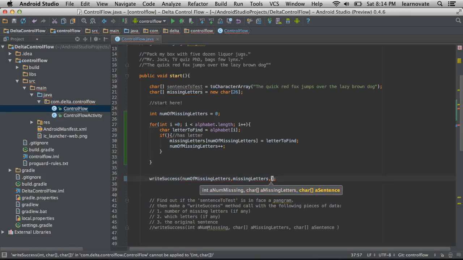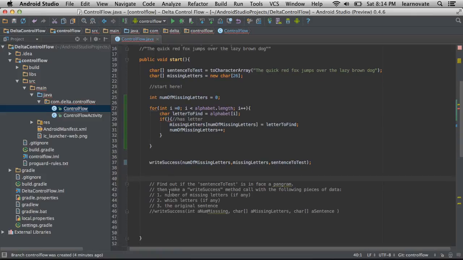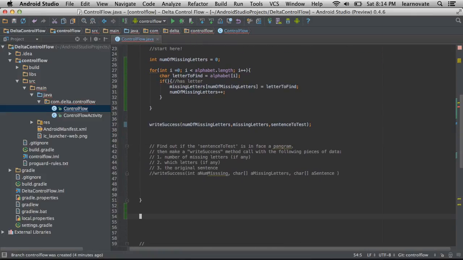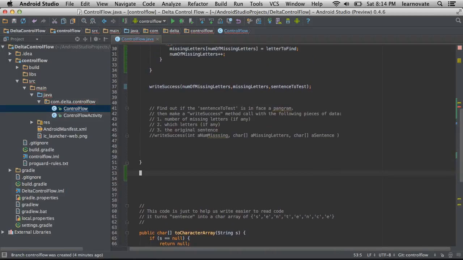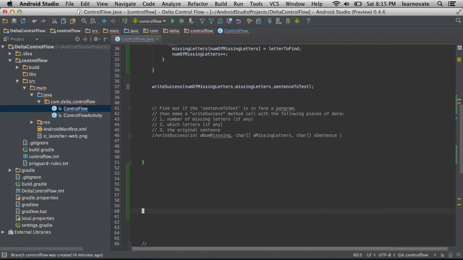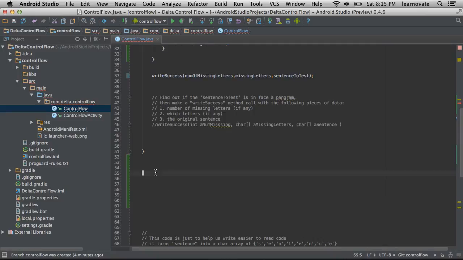So what is this write success method? That's a method that's pre-written that will take the number missing and then the actual character array of letters and the sentence and just print it to the log, because I don't really want people to be focusing on that right now. I just want them to focus on the actual logic of whatever they're doing. So it's a helper method that you wrote for them. Yeah. There's another one up above that does the same thing by turning a string into a character array, so they don't have to deal with that. Because otherwise it's pretty annoying to have to use single quotes to describe a whole sentence. Mm-hmm.